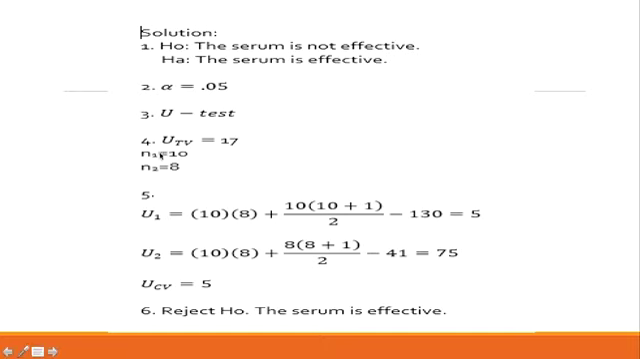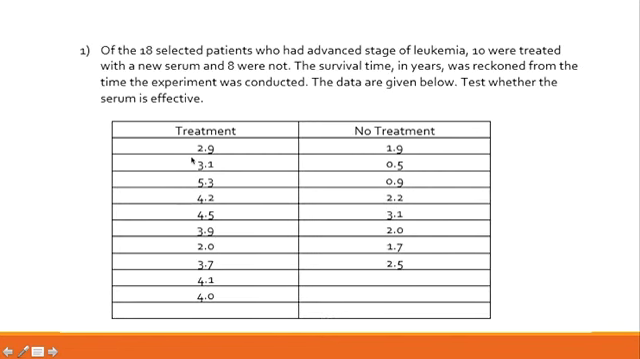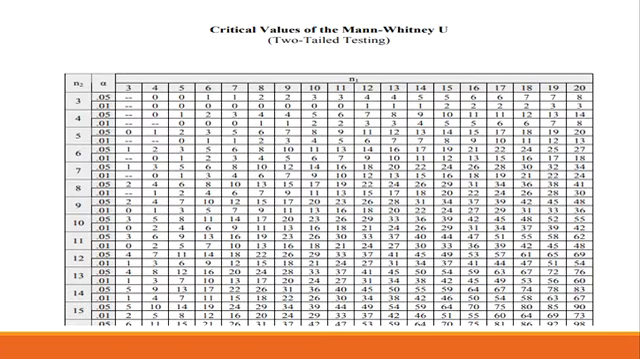Since the alpha is not given, it is understood to be 0.05, and we use a U-test because this is an example of a U-test. And the tabular value is 17. Here, it says 10 were treated with a new serum and 8 were not. So, 10 is N sub 1, 8 is N sub 2. This is 10 at 0.05, 10, and 8. So, 17. So, 10 and 8.